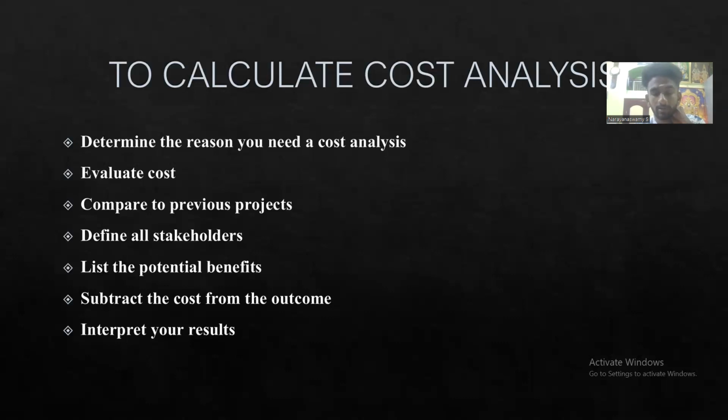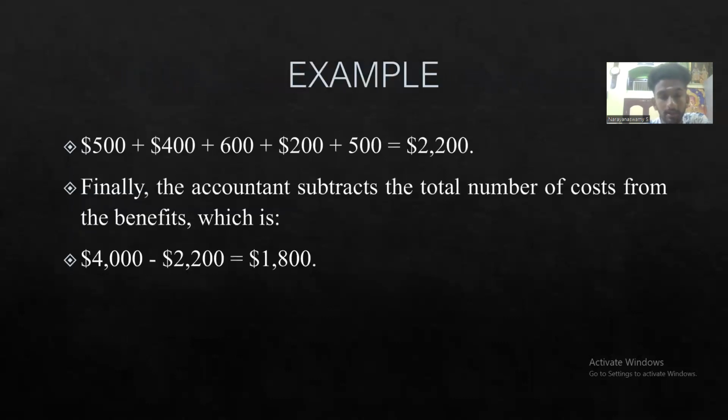Their next step involves determining all the stakeholders within their upcoming spring clothing line. They identify 5 separate stakeholders and make them aware of the cost analysis. They also consult with the stakeholders to get advice on maximizing the benefit while minimizing cost. Finally, the costs are $500 plus $400 plus $600 plus $200 plus $500, which gives us $2,200.